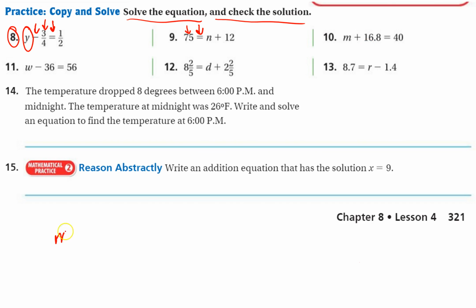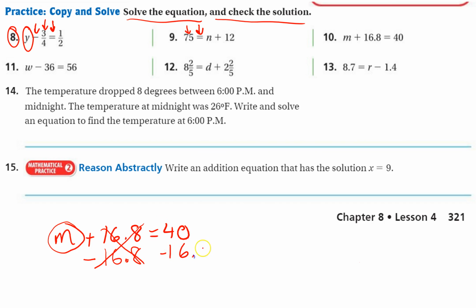So this time we have m plus 16.8 equals 40. Again, my goal is to always get the letter by itself. So I have a positive 16.8, so to get that m by itself, I need to do the opposite, and I subtract 16.8. That gets rid of that. What I do to one side of the equal sign, I have to do to the other. So now I have to work this out.